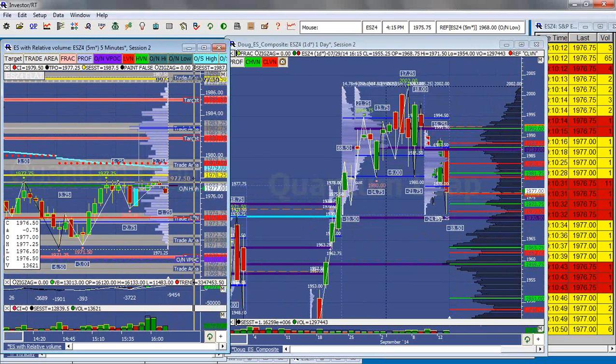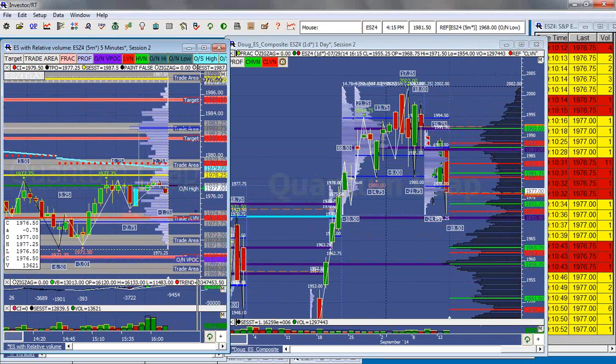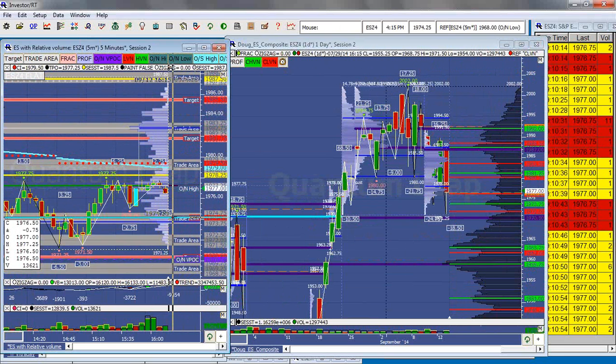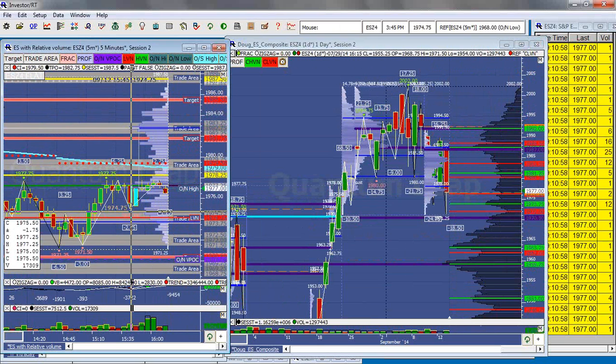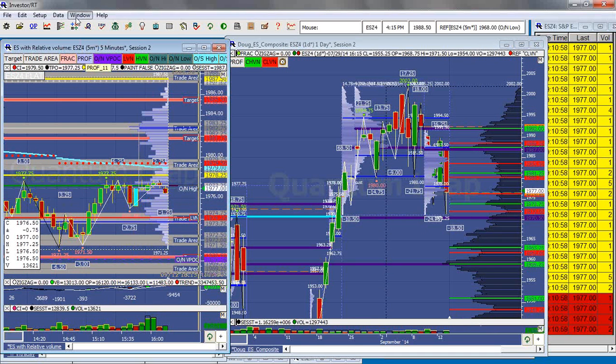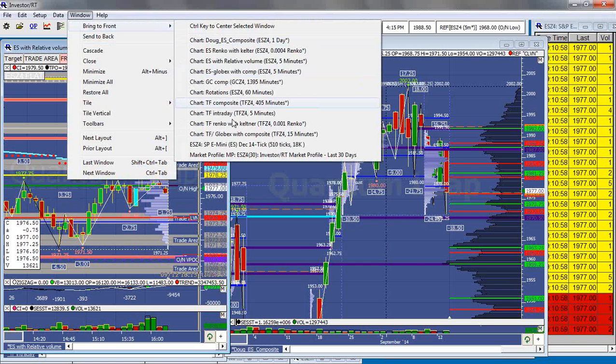But I think it's going to be a tough ride up. We'll just have to wait and see. But the first clue will be, do they hold inside of value and hold that 74 and a quarter? All right, so let's go take a look at the Russell.